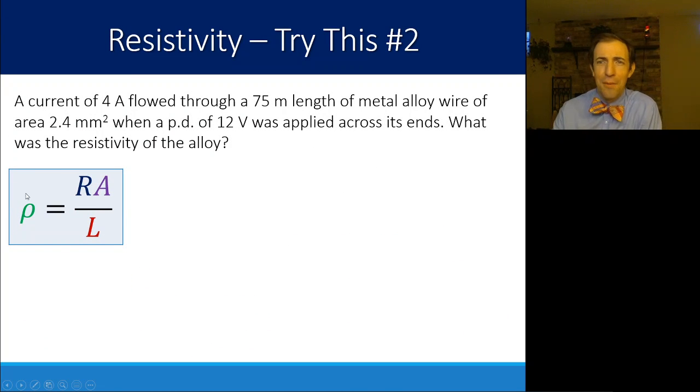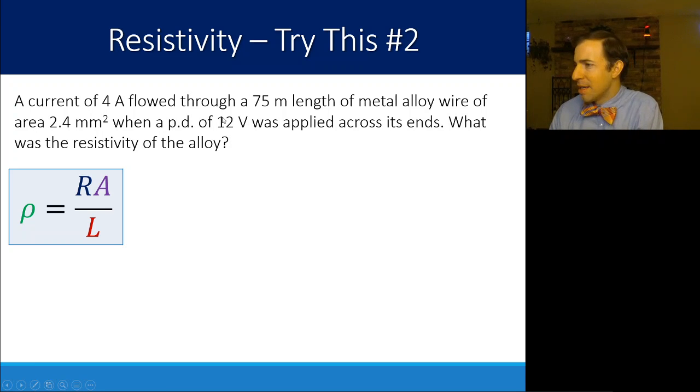Using this equation the way it's written in the IB Physics data booklet, a current of 4 amps flowed through a 75 meter length of metal alloy wire of an area 2.4 millimeters squared when the potential difference of 12 volts was applied across the ends. What is the resistivity of the alloy? So in this case, we're trying to figure out what that material's resistivity property is.